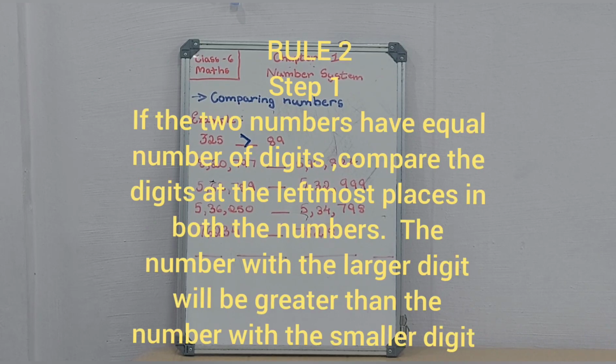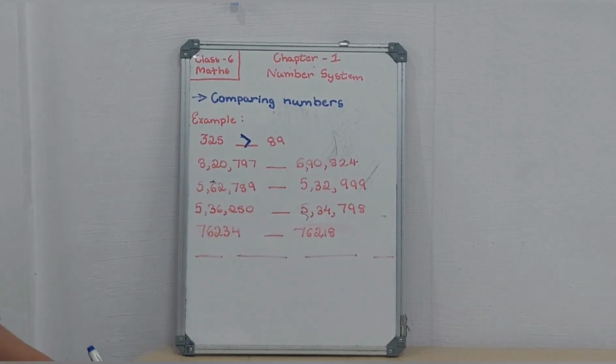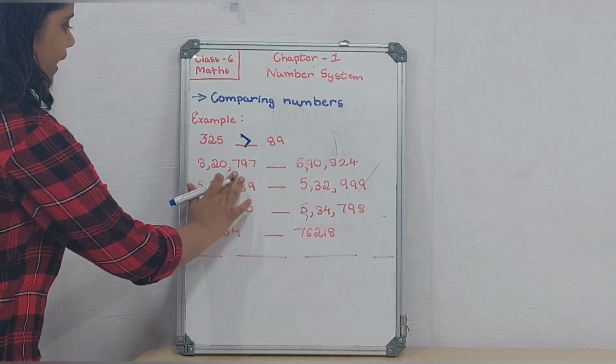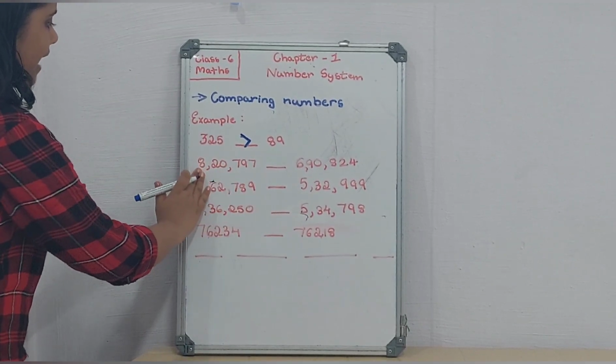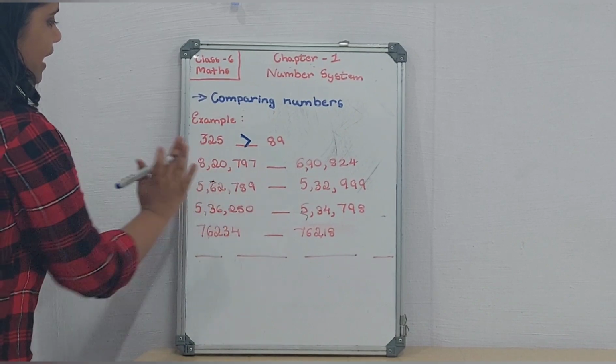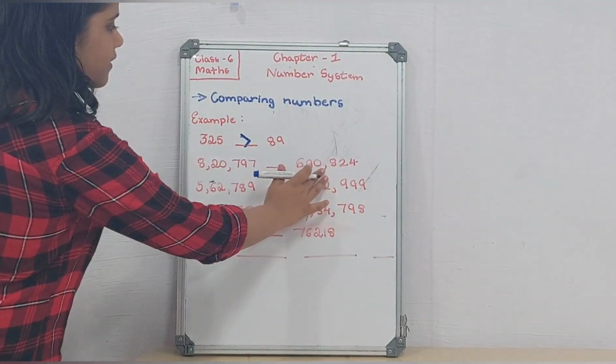If the two numbers have equal number of digits, compare the digits at the leftmost places in both the numbers. The number with larger digit will be greater than the number with the smaller digit. So let me show you in an example. Whenever you are comparing numbers, see how many digits are there. Here 1, 2, 3, 4, 5, 6. That means ones, tens, hundreds, thousands, 10,000s, lakhs. This number goes till lakhs. Here also ones, tens, hundreds, thousands, 10,000s, lakhs.